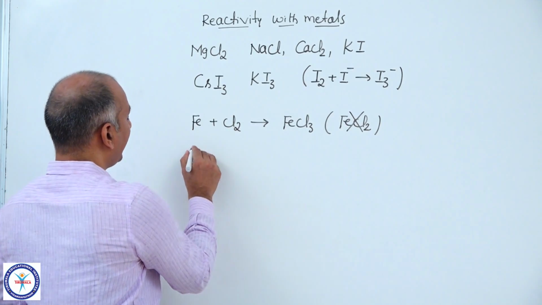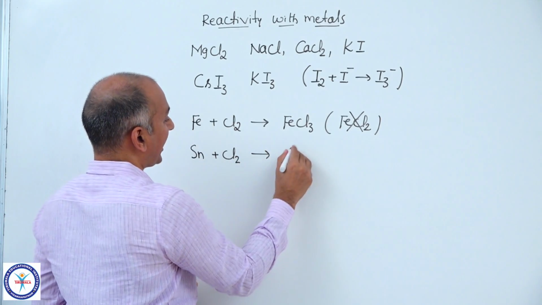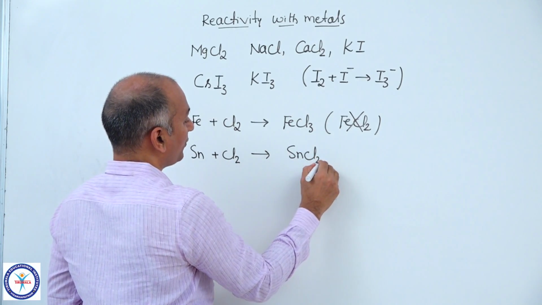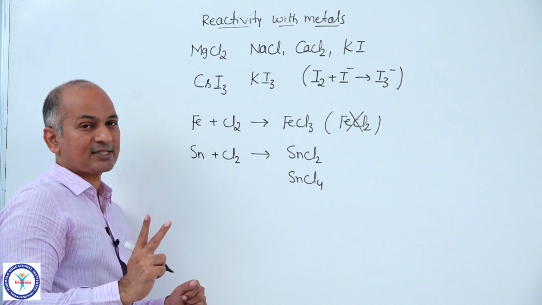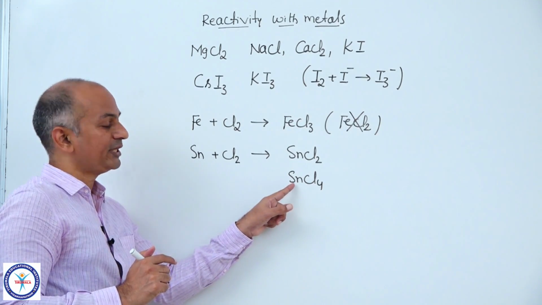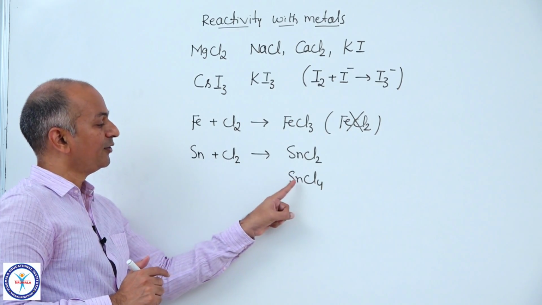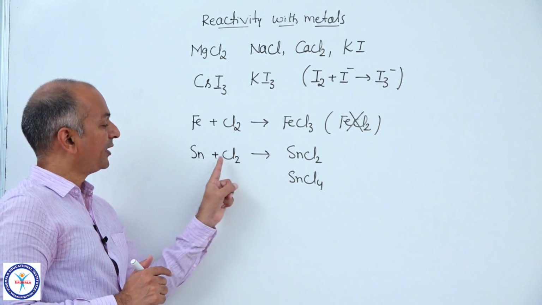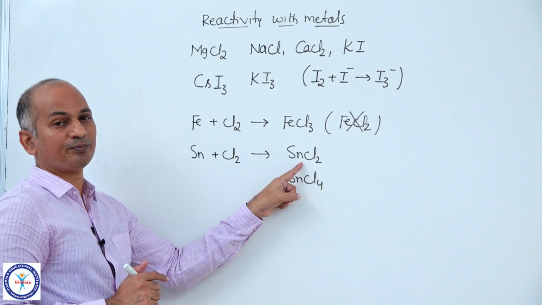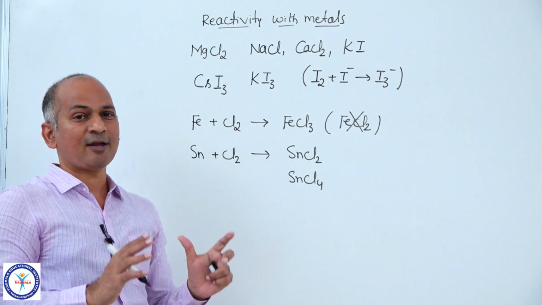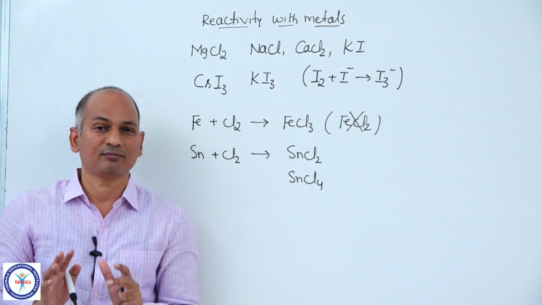And similarly, tin reacts with chlorine to form both halides, SnCl2 as well as SnCl4. You know, tin exhibits two oxidation states, and +4 is more stable than +2. So if you take excess chlorine here, you will directly get SnCl4. But if you take limited amount of chlorine, you will get SnCl2. So almost all the halogens react with metals to form halides.